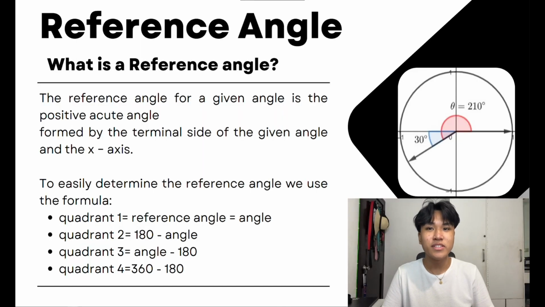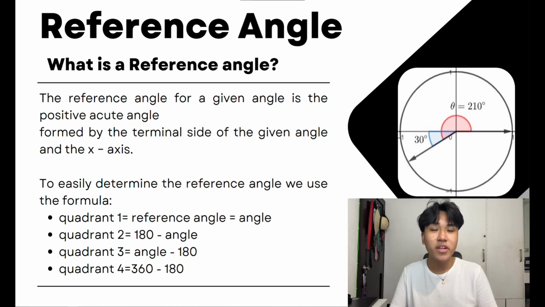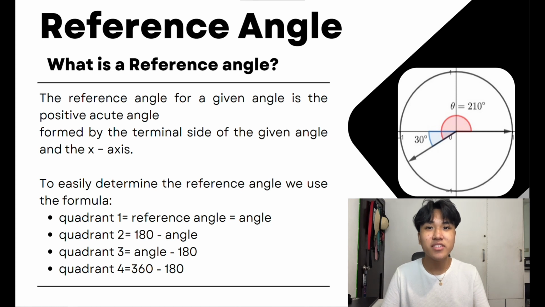For the last one, we will talk about reference angle. What is a reference angle, you may ask? The reference angle for a given angle is the positive acute angle formed by the terminal side of the given angle and the x-axis. To easily determine the reference angle, we use the formulas.